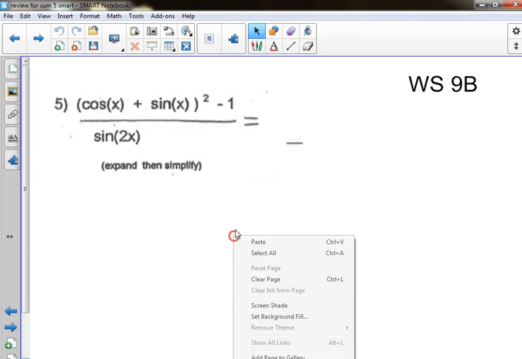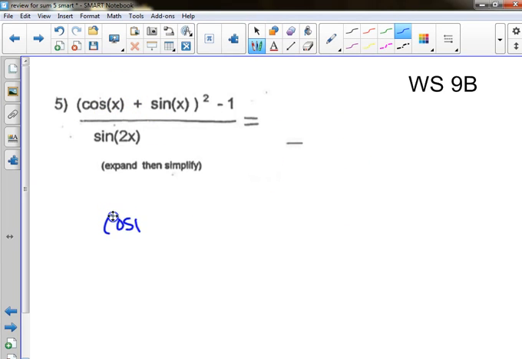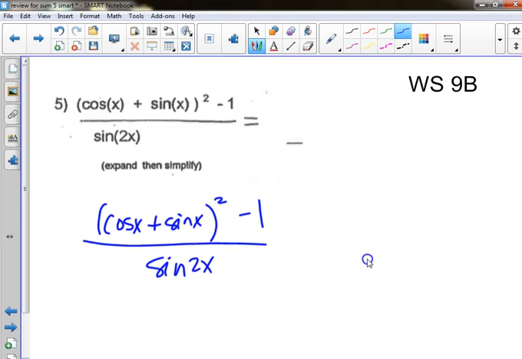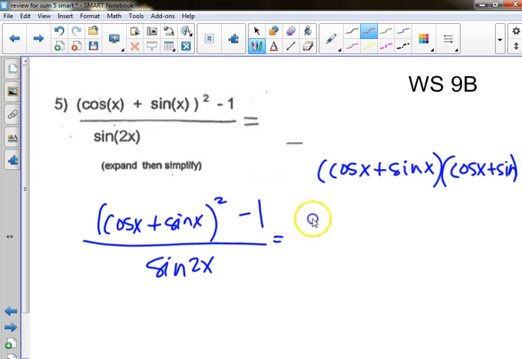But at the top here, that's supposed to say, guys, cosine x plus sine x, all squared, and then a minus 1 over a sine 2x. What would you have to do first to that? Yeah, FOIL that out. How is a cosine plus sine gonna FOIL out? Cosine times cosine, cosine squared, cosine sine, and another cosine sine would be 2 cosine sine.